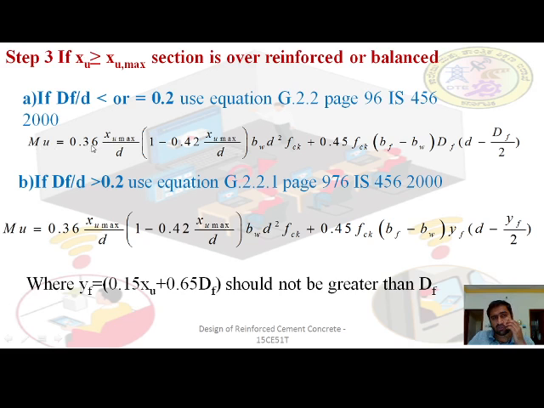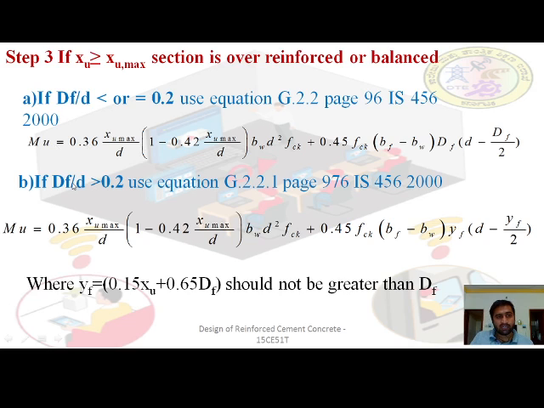So this is the equation. You know almost all the designations over here. Xu max is the maximum depth of neutral axis, and d is the effective depth. bw is the width of the web. fck is the characteristic strength of the concrete. bf is the effective width of the flange. Df is the depth of the flange. So you know all the designations. We have to substitute in this equation and calculate.